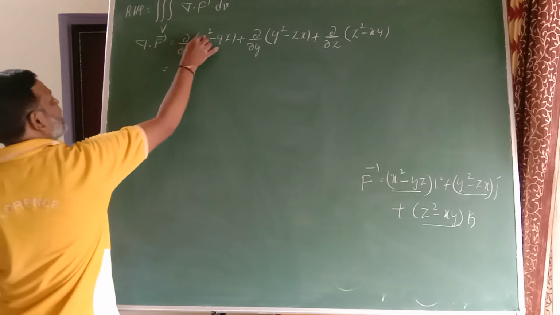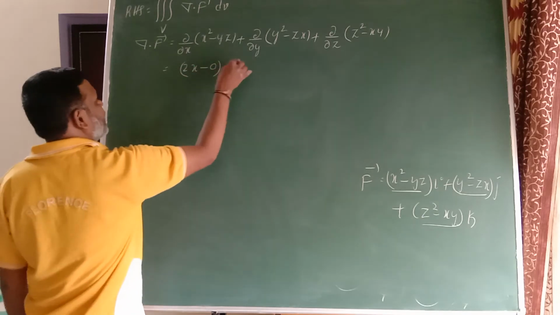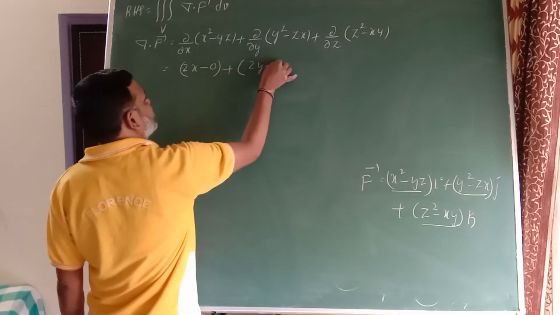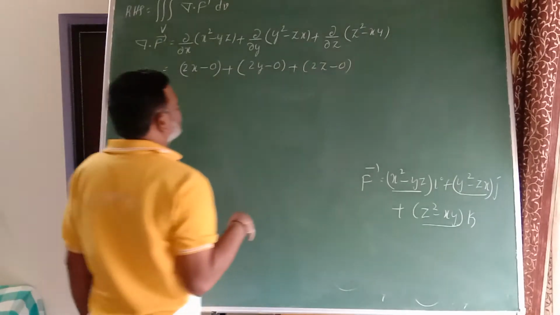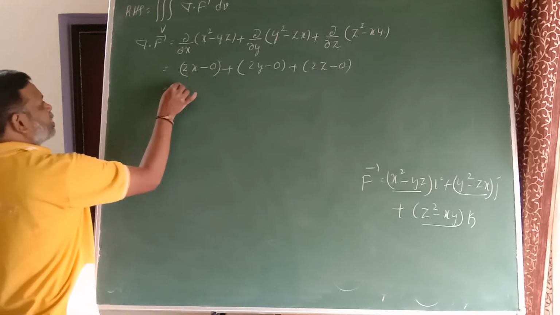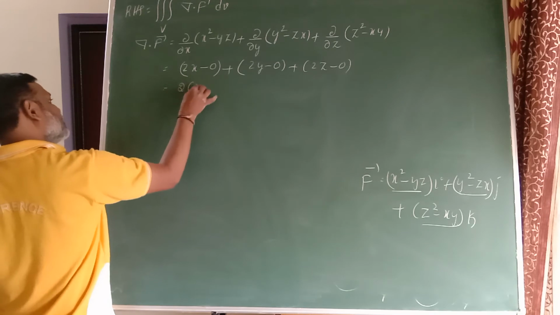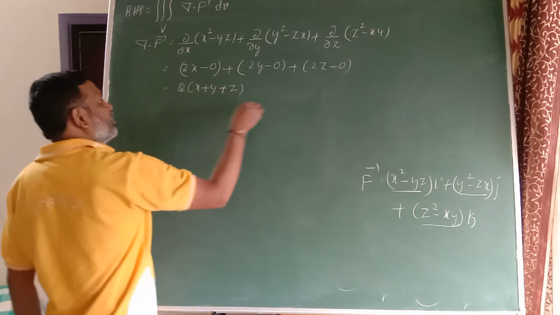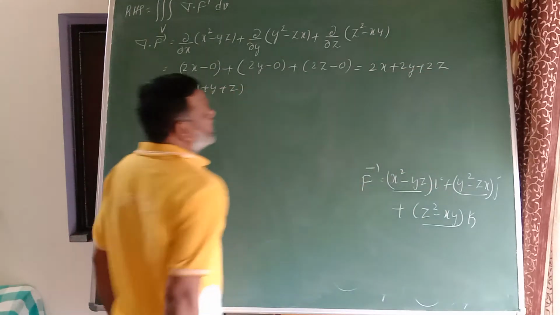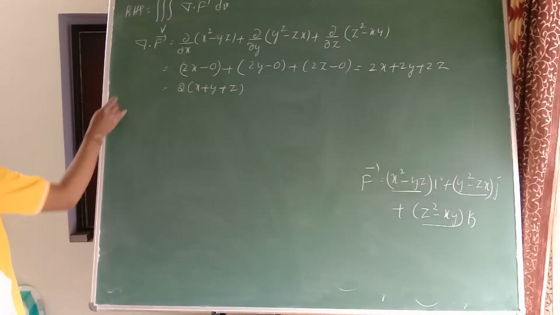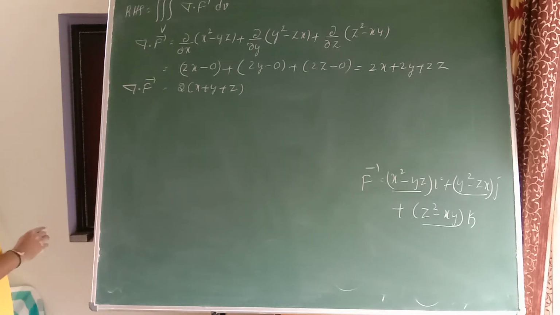Now differentiate partially with respect to each variable. The derivative of x square is 2x, minus yz is 0 because it is constant, plus y square gives 2y, minus zx becomes 0, plus z square gives 2z, minus xy becomes 0. After simplifying we get 2x plus 2y plus 2z. We can take 2 as common: 2 times (x plus y plus z). This is del dot F. Now we have to take that for the RHS.